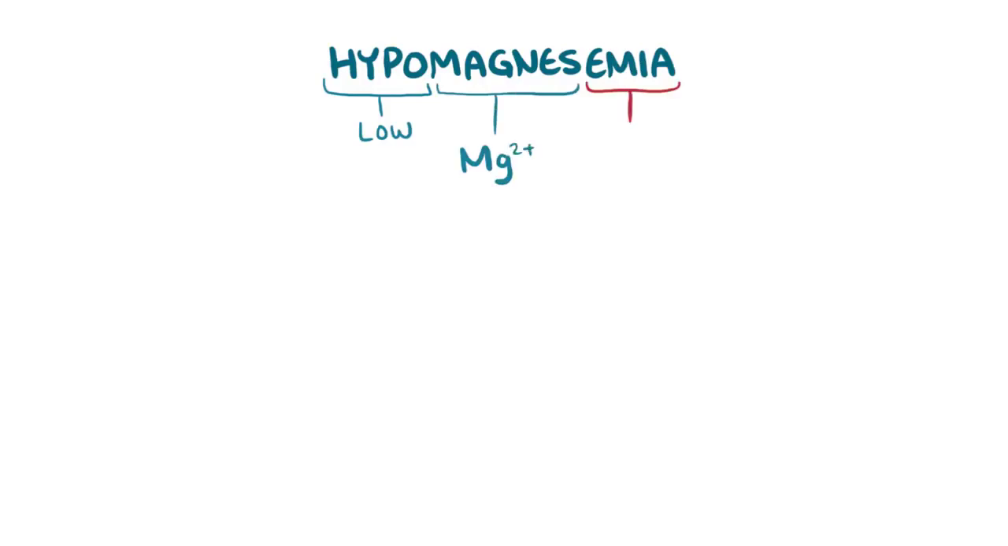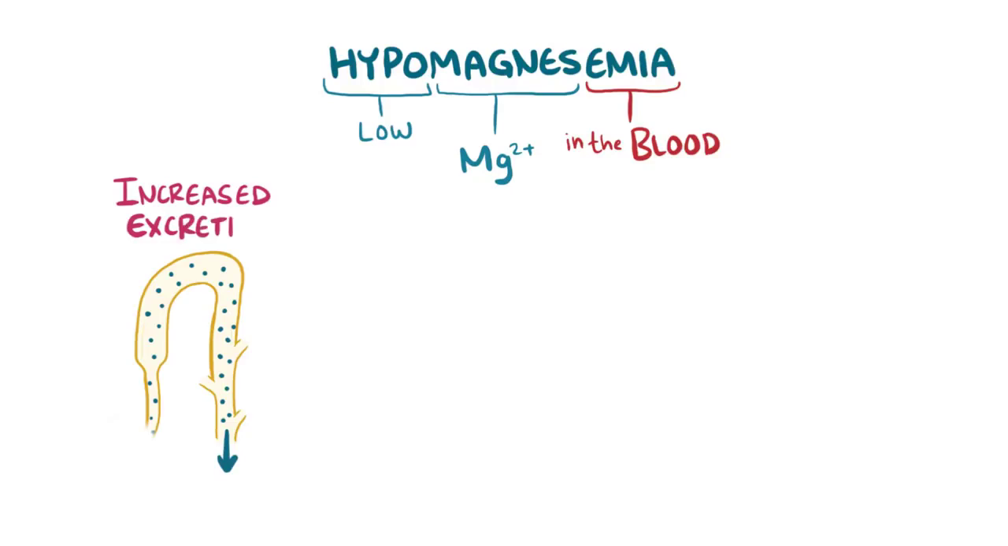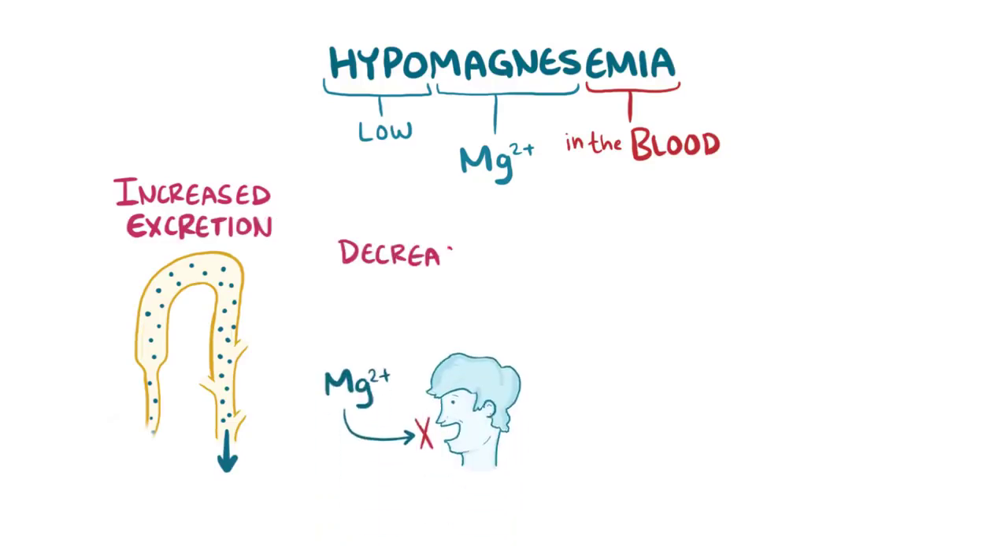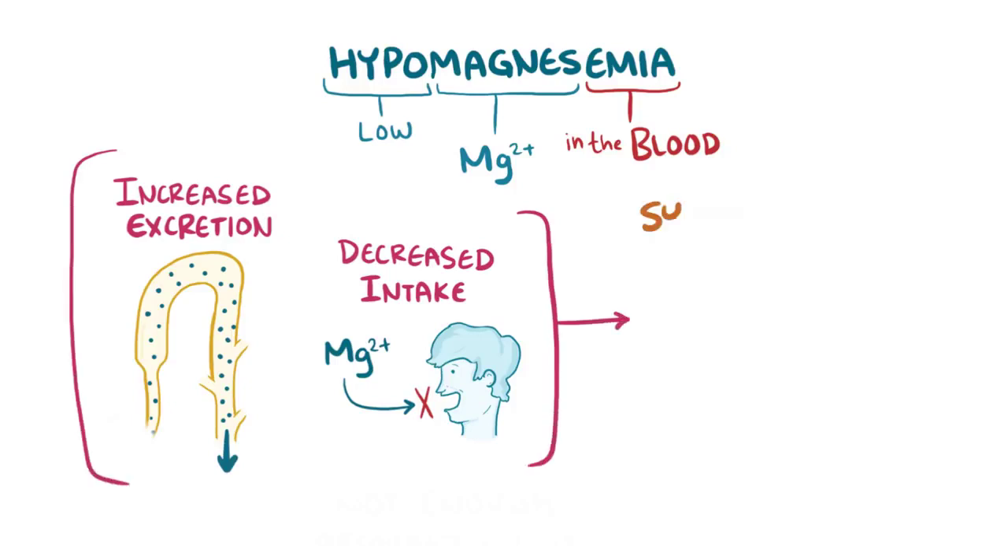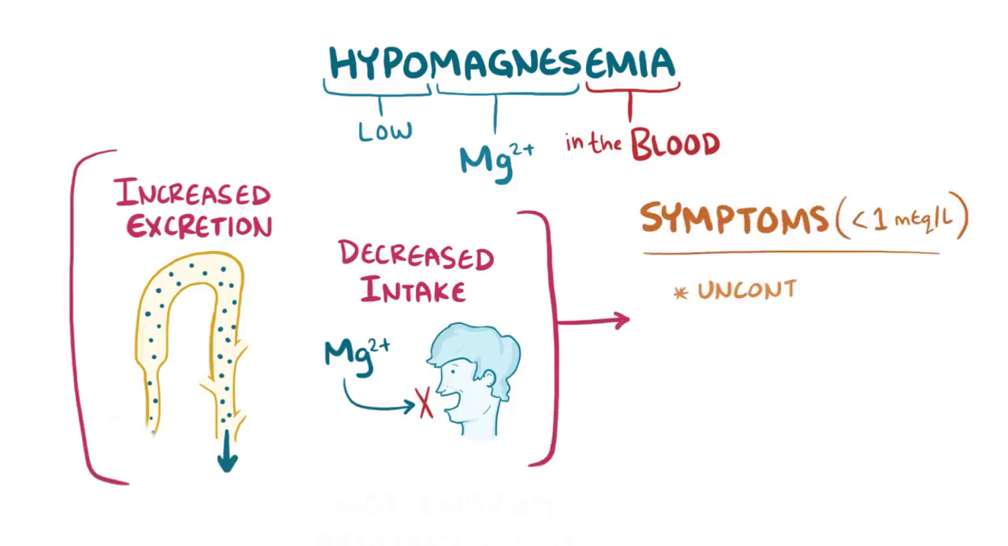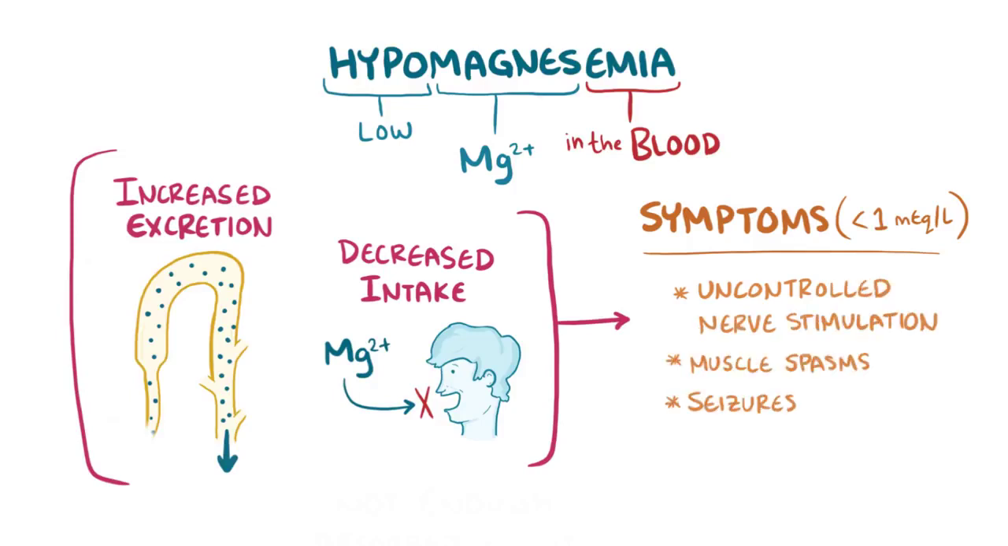Alright, as a quick recap. Hypomagnesemia refers to decreased free magnesium ion levels in the blood. And this can be caused by excessive excretion by the kidneys, as well as inadequate intake of magnesium. These situations can lead to symptoms once below 1 milliequivalent per liter. And these symptoms can include uncontrolled firing of the neurons, which lead to muscle spasms, or even seizures and cardiac arrhythmias.